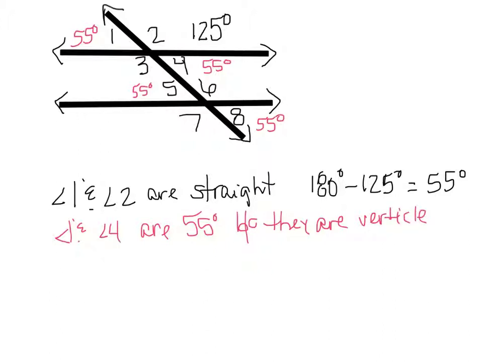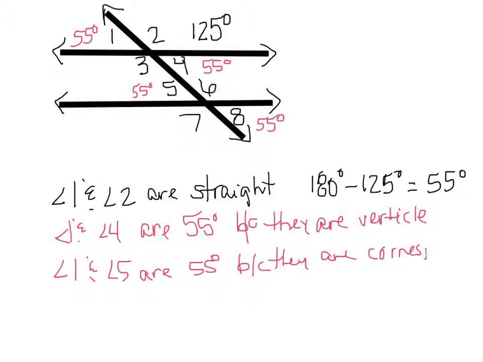Okay, now somebody said that angle 5 is congruent to angle 1. Why would angle 5 and angle 1 be congruent? They're what? Corresponding. Very good. Angle 1 and angle 5 are 55 degrees because they are corresponding. Now, angle 1 and angle 8 are alternate exterior.